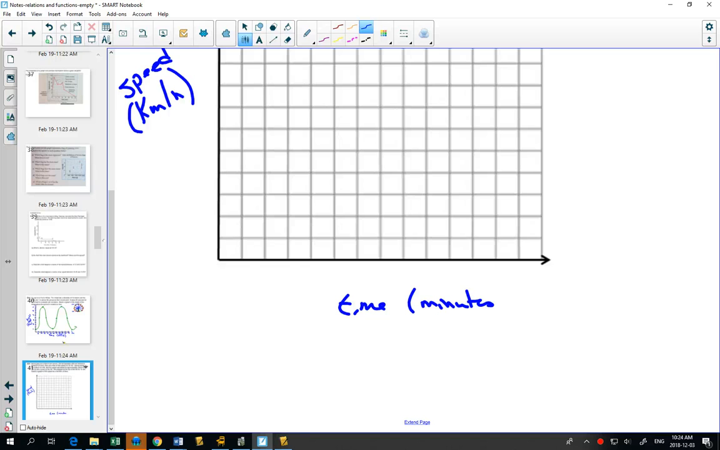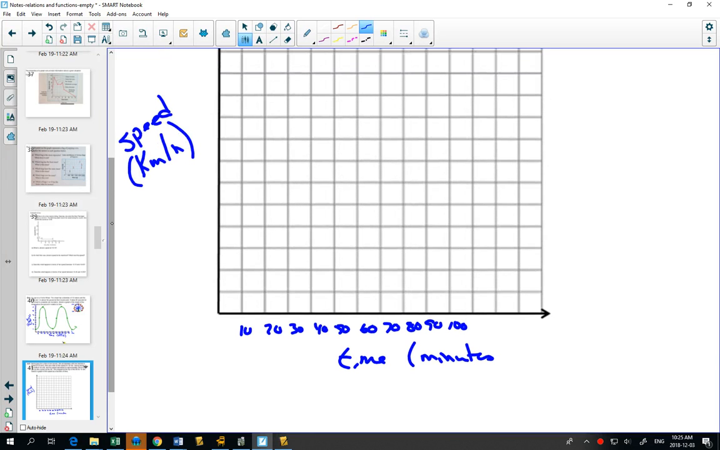She reaches a top speed of 20 kilometers per hour. She travels at that for 30 minutes. Another 10 minutes, another 10 minutes. So maybe we'll go 10, 20, 30, 40, 50, 60, 70, 80, 90, 100. And our top speed is 20 kilometers per hour: 2, 4, 6, 8, 10, and then 20 kilometers.